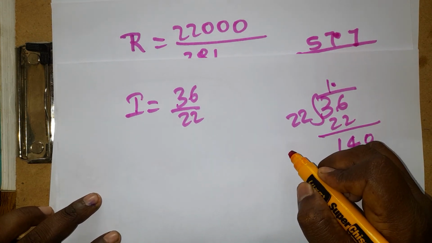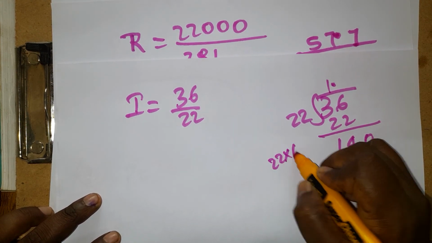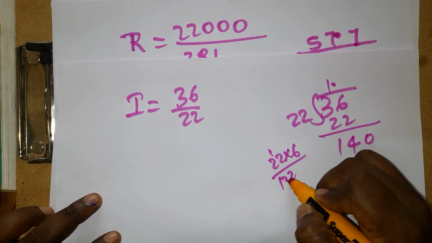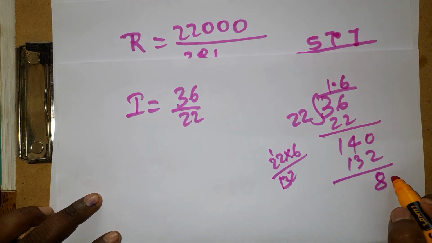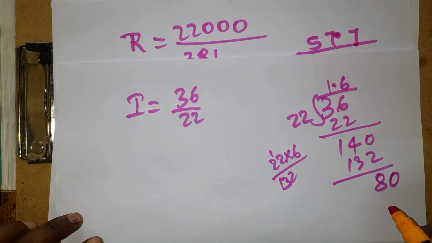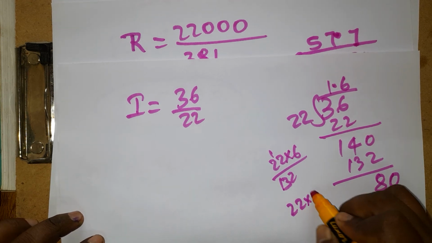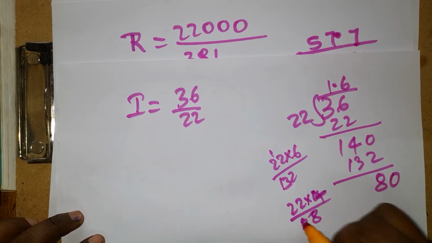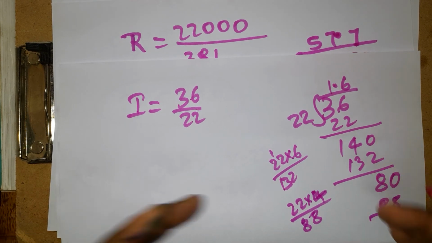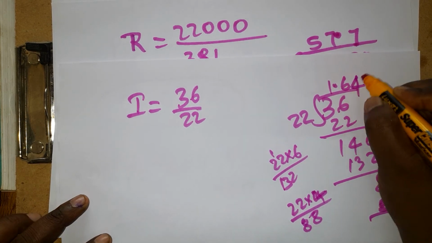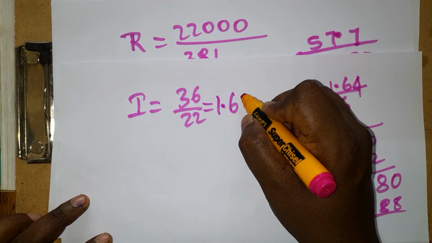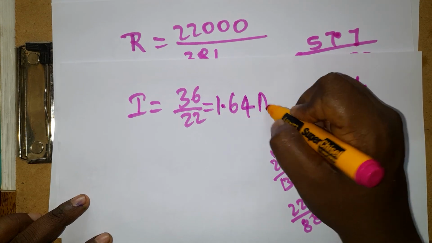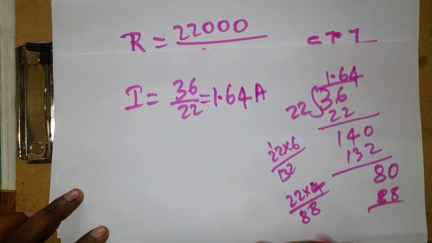The next one, 22 table 6 times we will try. 6 2s are 12, again 13, 132, which is going to give us 6 times. Again 8 will be remaining, bring down 0. Close to this we will get 4, so 22 into 4 is 88. If you want, you can develop the value, you can write 3 also. Otherwise you can do approximate calculation. 1.63 is also correct, 1.64 is also correct. Current is equal to 1.64 ampere.